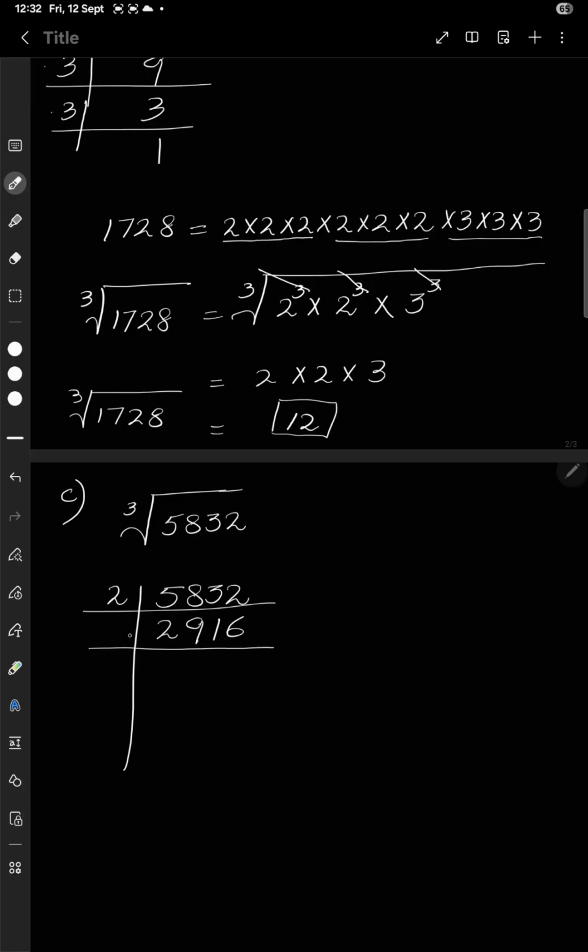Now again I will divide this number by 2. When I divide this number by 2, I will get the answer 1458. Again I will divide this number by 2. This is an odd number, so it will not be divisible by 2 anymore. So 7 plus 2 is 9, 9 plus 9 is 18. This number will be divisible by 3.